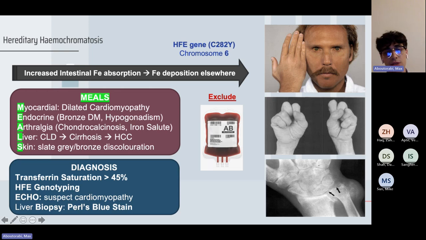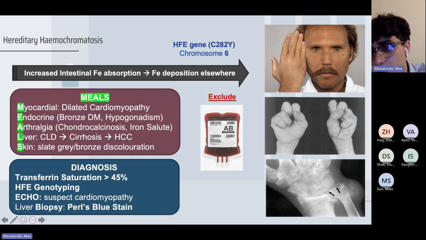So there's myocardial symptoms, so you'll get dilated cardiomyopathy from iron deposition in the heart. You can get endocrine symptoms, so you'll see bronze skin, which is a very common symptom for patients. If you ever see an AKT or a patient with bronze skin, always think hemochromatosis. You can also get diabetes mellitus and hypogonadism. You can also get arthralgia, so chondrocalcinosis, which is a deposition of calcium between the bone joints.